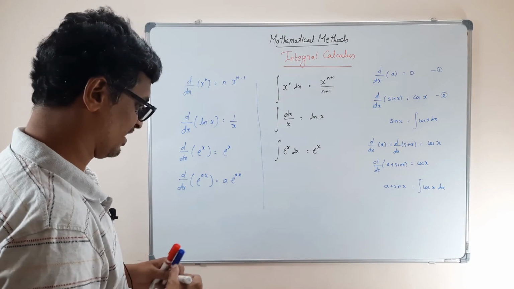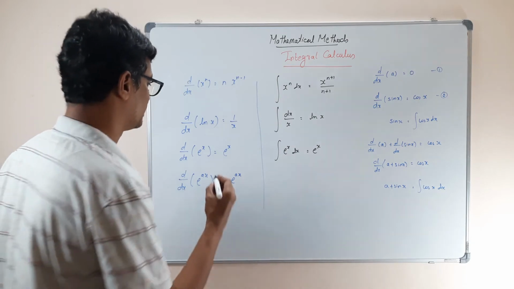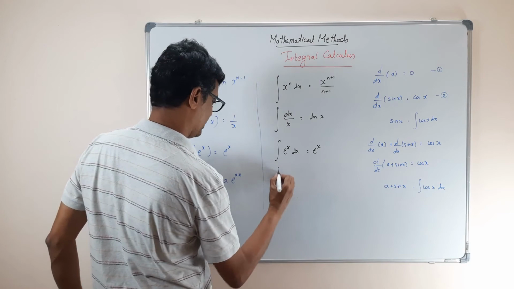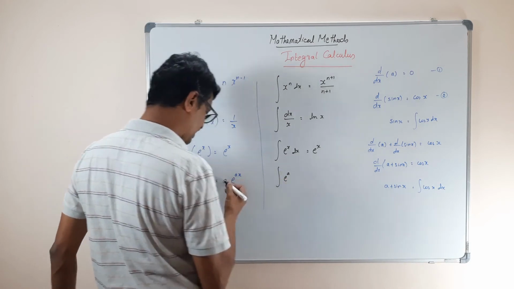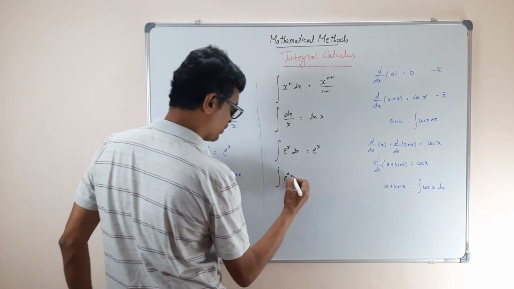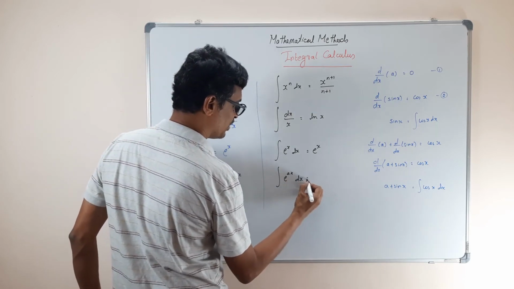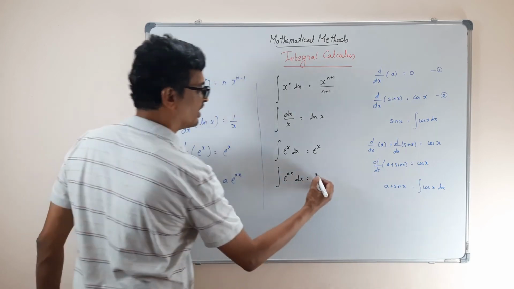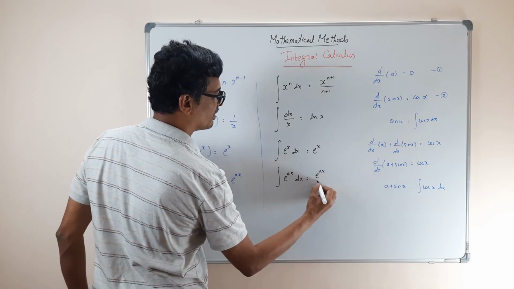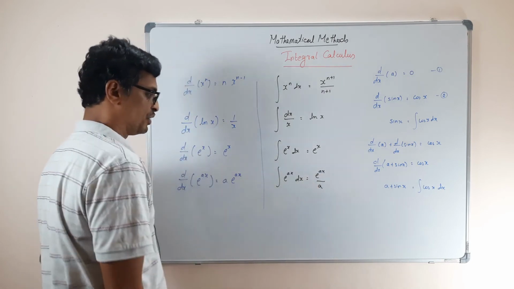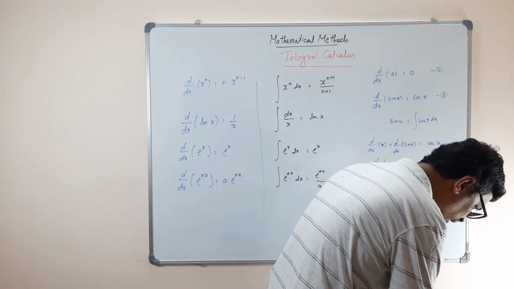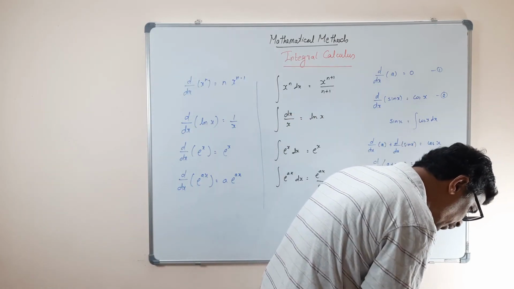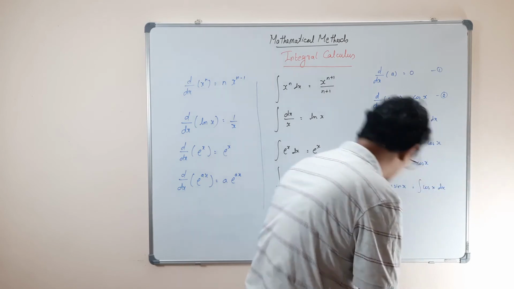This is simple, na? a times the integration of e^(ax) dx. You can take a outside. So the integration of e^(ax) dx will be e^(ax) divided by a. That's it. You understand? All these properties we can actually prove. Anyway, e^(ax) is not in your book, so don't worry about it, but still you can do it.